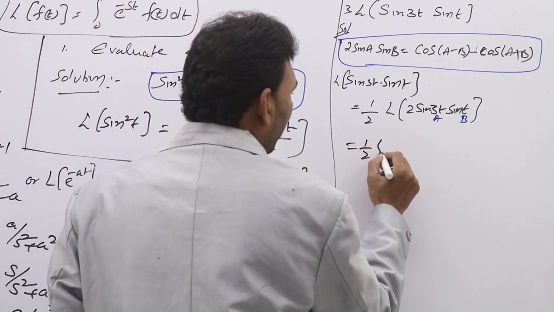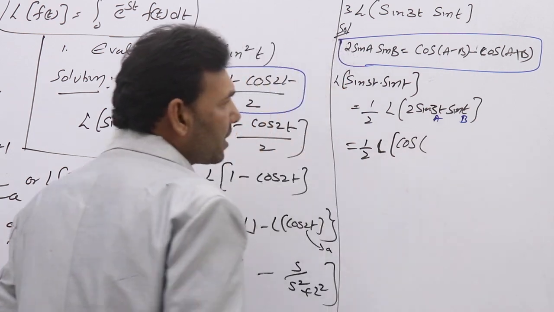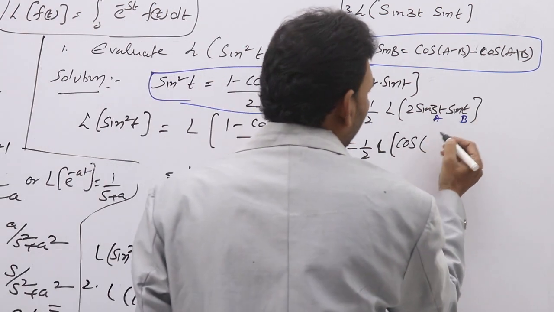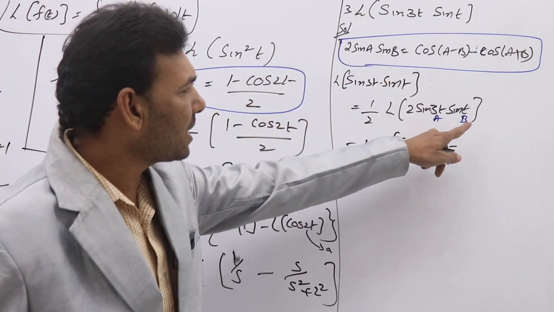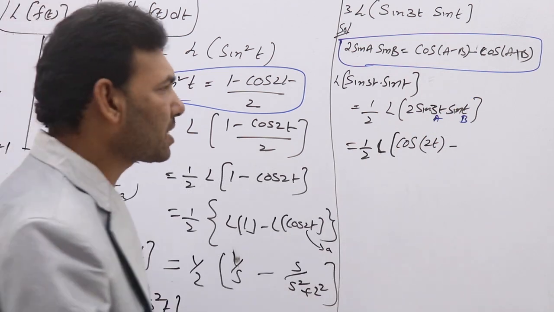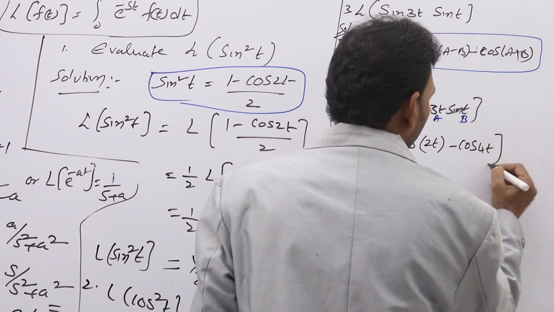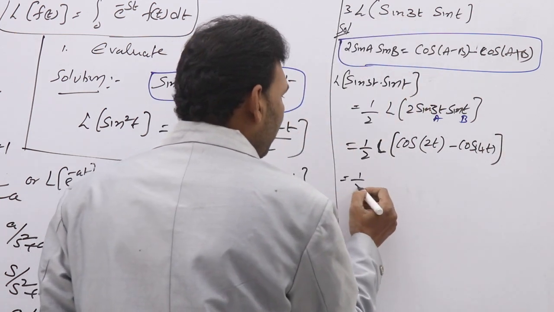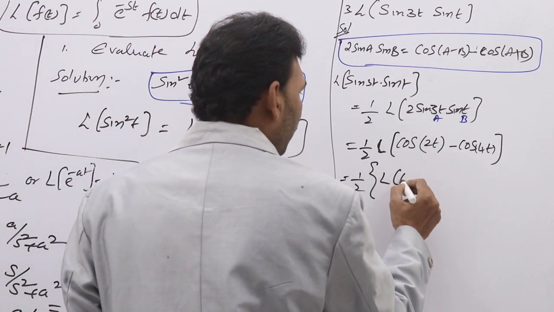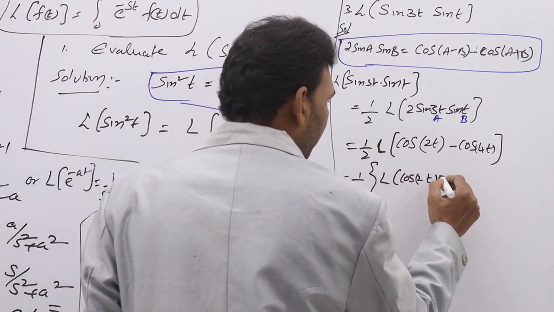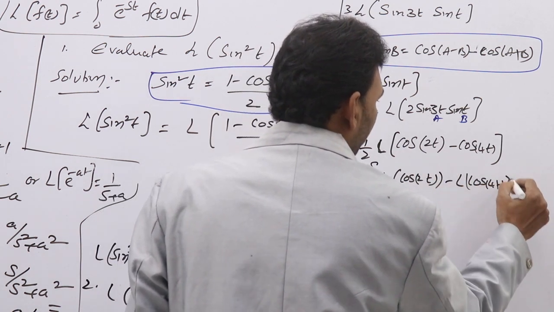So now 1 by 2 L of cos of A minus B, 3t minus t, which is 2t, minus cos of A plus B, 3t plus t, which is 4t, cos 4t. Now apply Laplace to each individual term like this: L of cos 2t minus L of cos 4t.